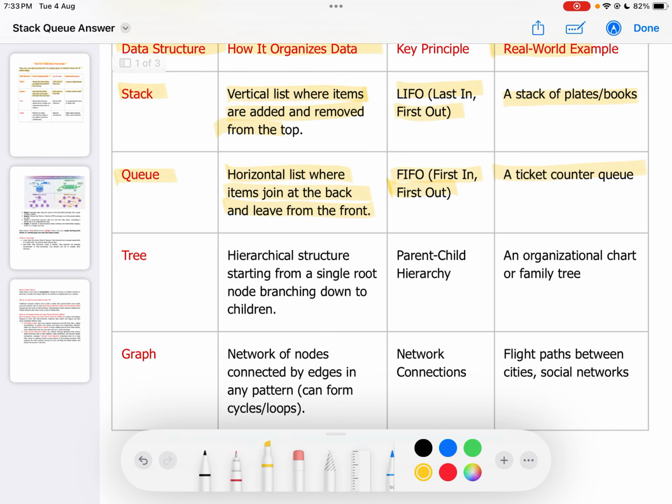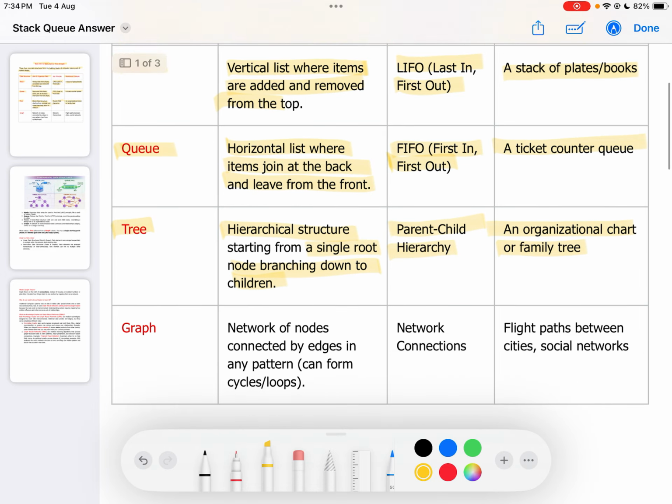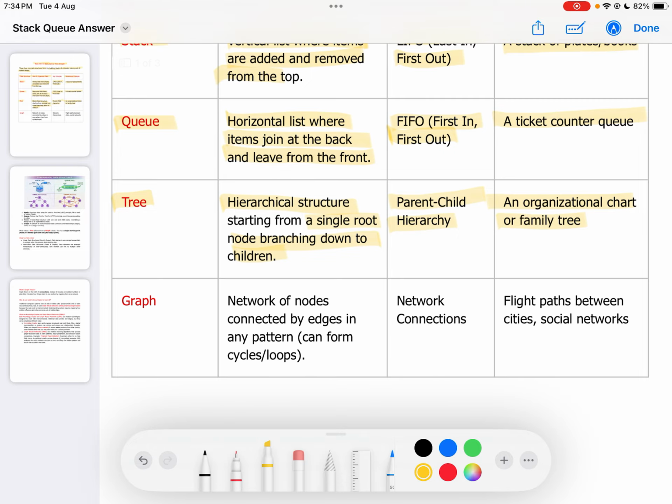Third is tree. Tree is a hierarchical data structure, starting from a single root and branching down to children. Parent-child hierarchy. A family tree or an org chart is a real world example. Fourth one is graph. These tree and graph you will understand in the next section, where I'll show it in a picture.